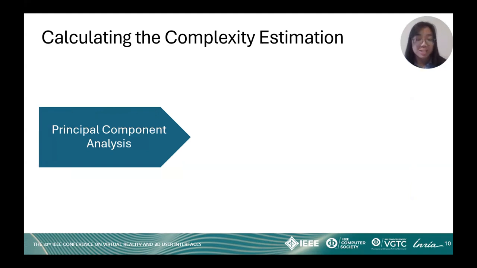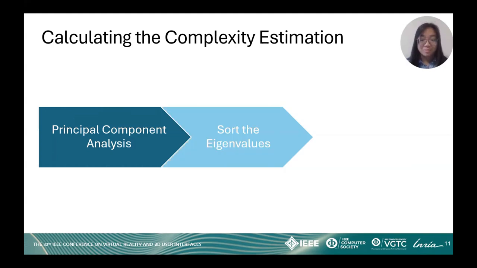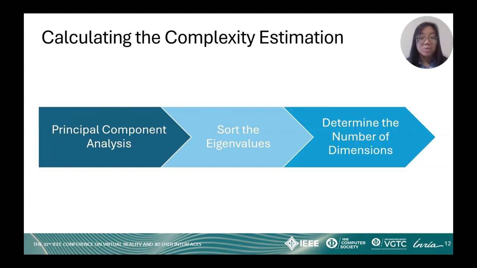Now, to calculate our complexity estimation, we start by applying principal component analysis on the motion data for each trial. This outputs eigenvalues that represent the amount of variance explained by a given principal component. Next, we sort the eigenvalues in descending order, so that finally we can loop through the array of each data matrix's cumulative proportion of variance. This is so that we can determine the fewest number of dimensions needed to explain at least 95% of the variance in motion.